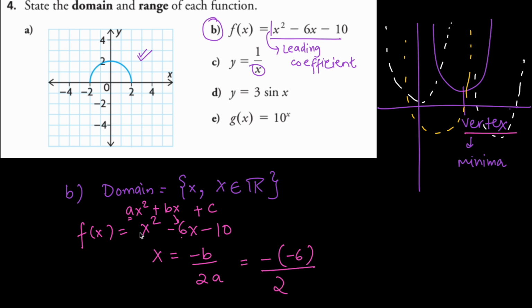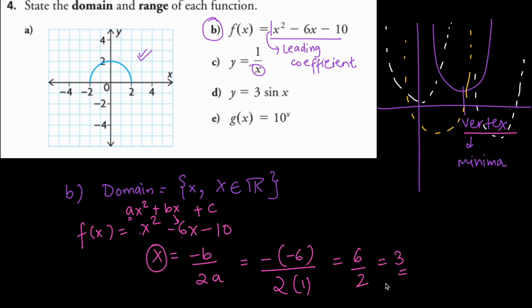What is the leading coefficient a? If there is nothing, we assume it to be 1. So 2 times 1. Here negative negative becomes positive. I have 6 divided by 2, which is 3. Now, corresponding to this value of x, I need to find the value of y.